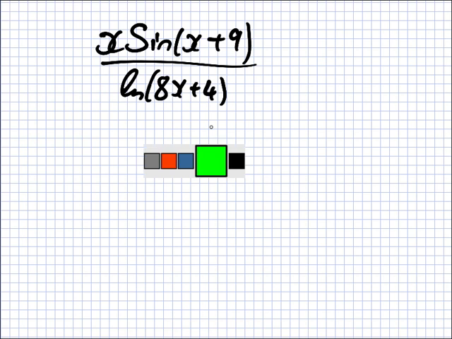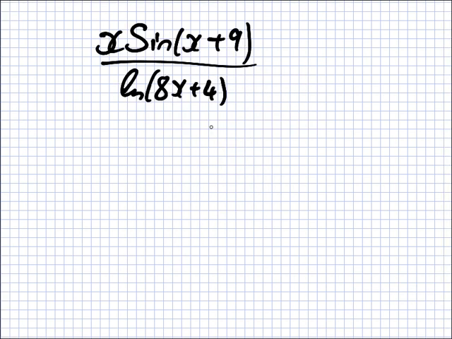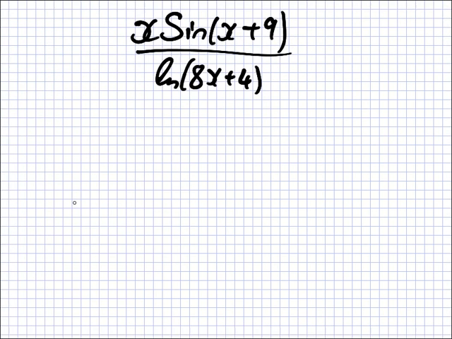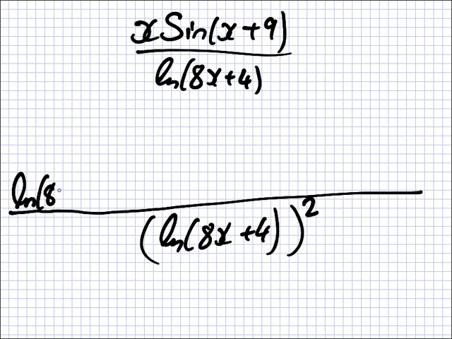Okay, so what rule do we need first? Quotient rule. So I feel like I'll need a lot of space, so I'm just going to write a big old fraction here. Right, the bottom squared. The bottom times the derivative of the top. And that requires the product rule. So that would be 1 times sine(x + 9) plus x.